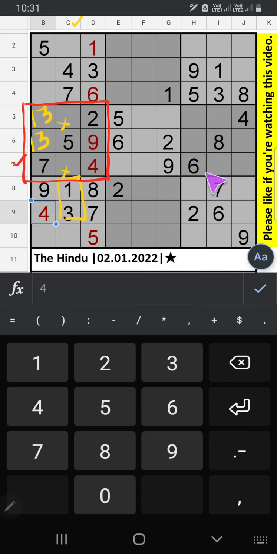In the 4th grid, 2 numbers are remaining, 6 and 8. In the 7th row, we have 6. So 6 can't come in this cell. 6 is here. 8 is confirmed here. Since 6 is here, 6 can't come in this cell. 6 is confirmed here. 2 is confirmed here.